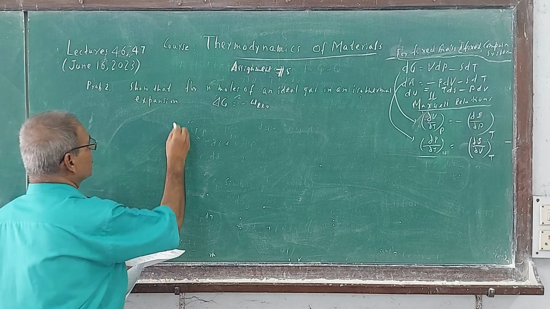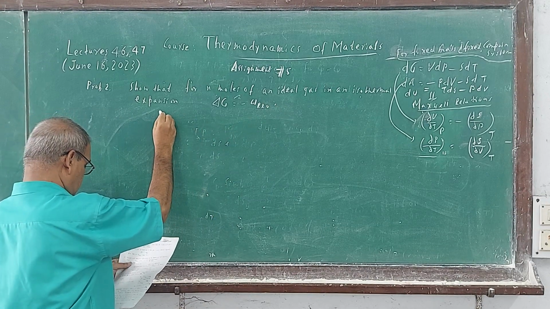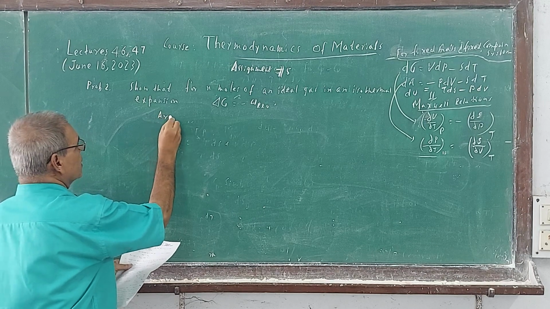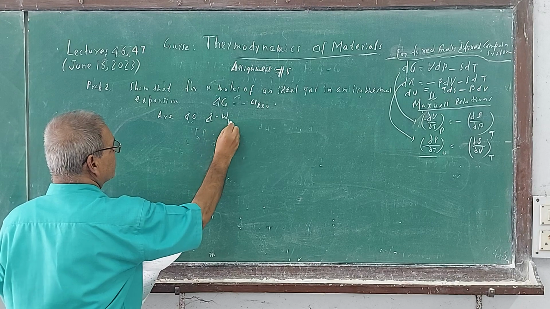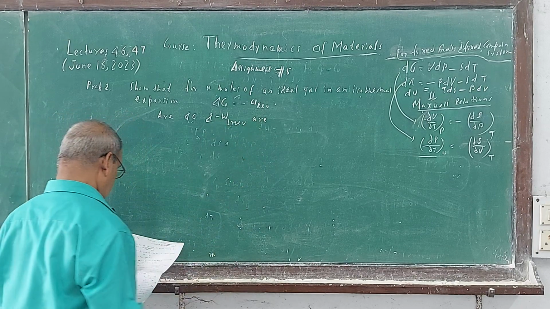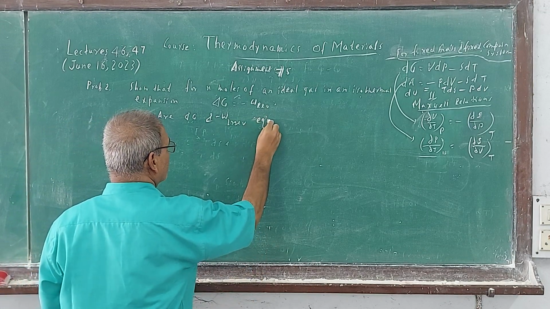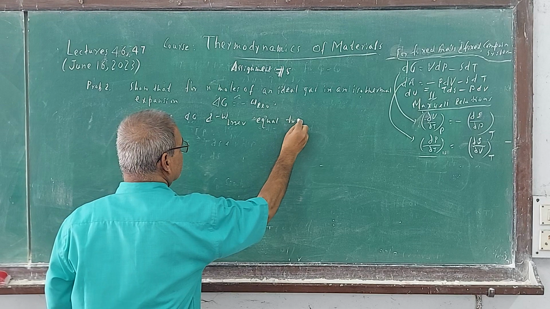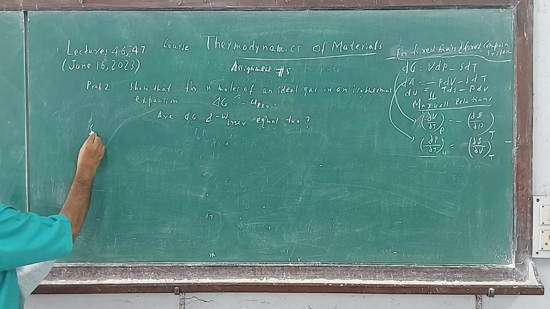Next question. Next, show that delta G and minus W irreversible are equal to. This is the second part of the question. So the solution is what?